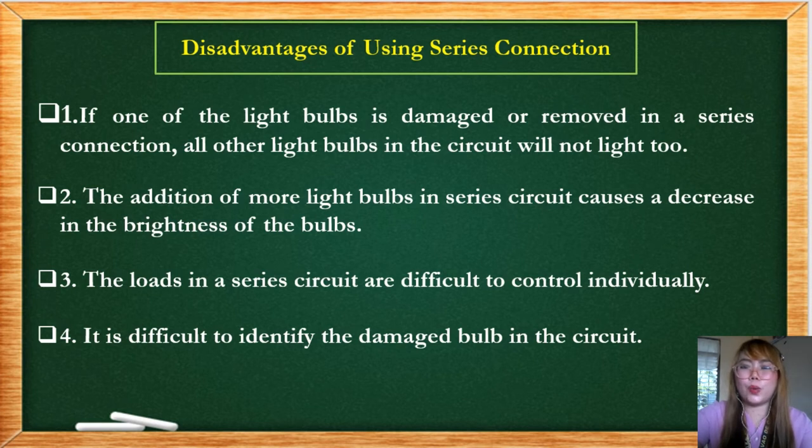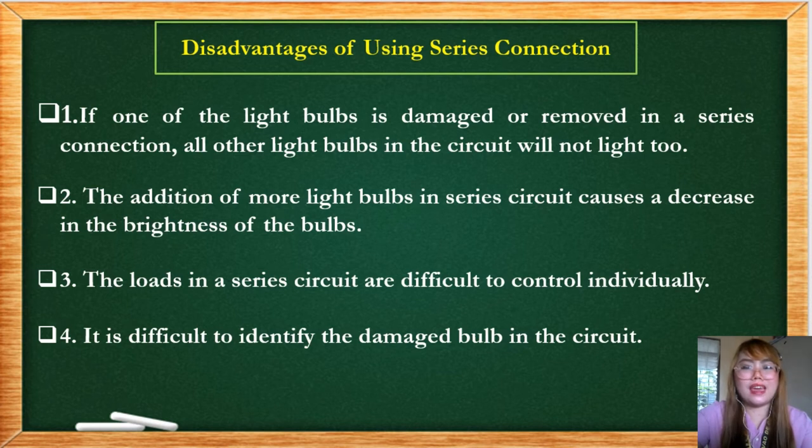Number two, the addition of more light bulbs in series circuit causes a decrease in the brightness of the bulbs. Given a fixed amount of voltage supplied by the voltage source, the more bulbs are added would mean more bulbs will share the available electrical energy to be converted to light energy.